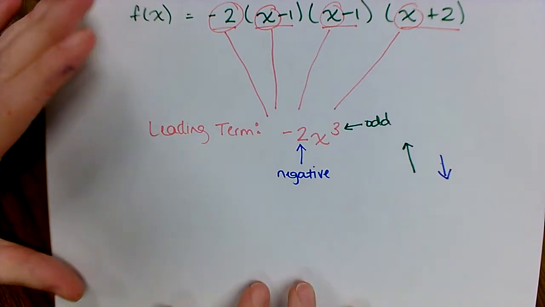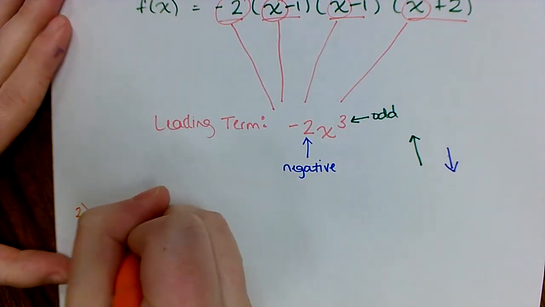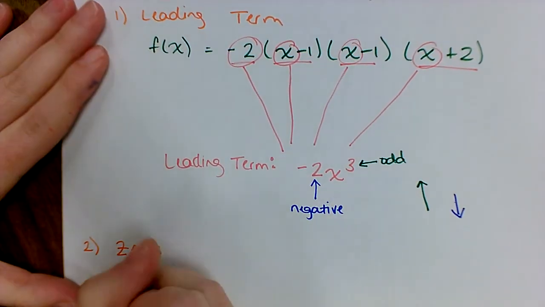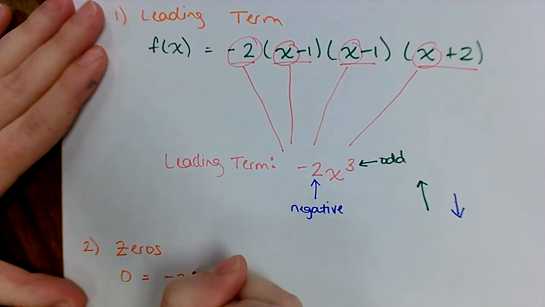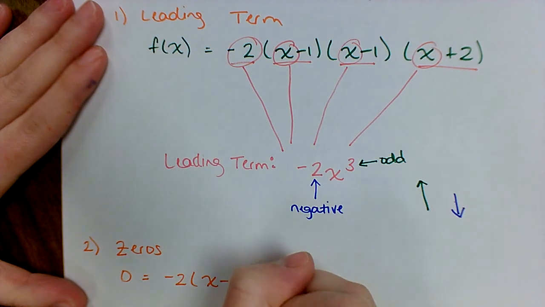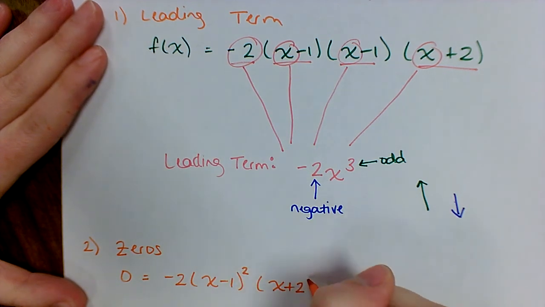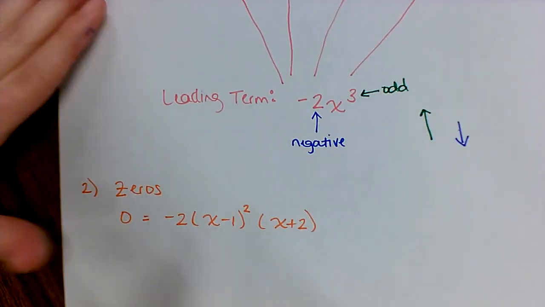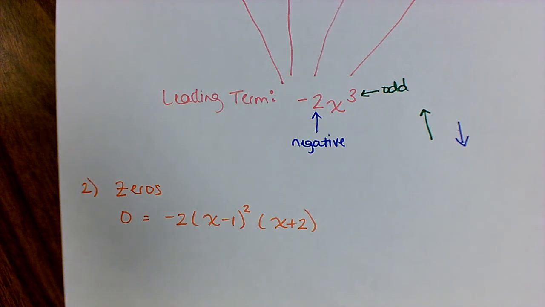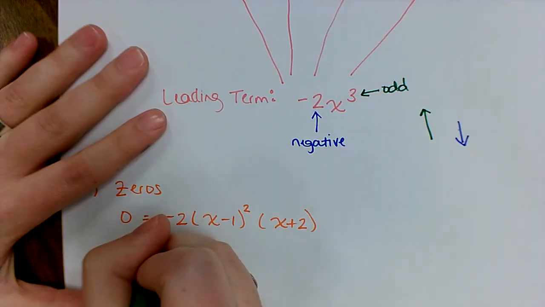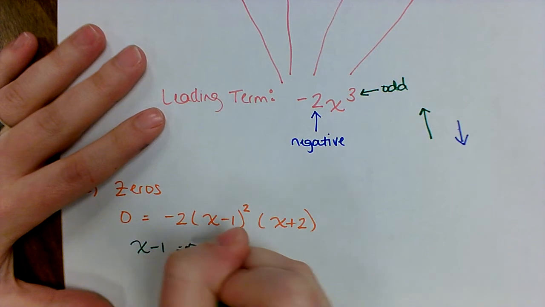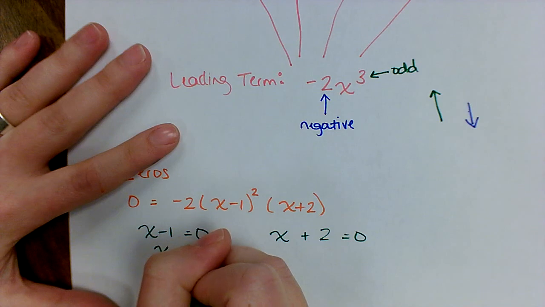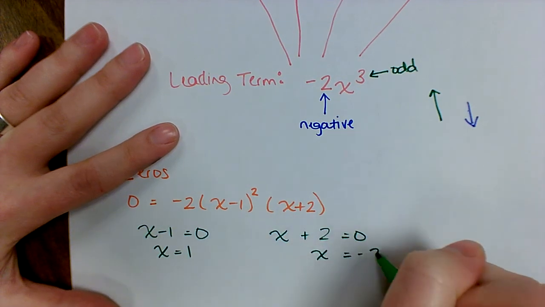Next, we find our zeros. You find your zeros by setting your function equal to 0. So I went back to the x minus 1 squared because it's a little bit quicker, because I set all of my factors with x's in them equal to 0. So that's x minus 1 equal to 0 and x plus 2 equal to 0. Solving these, x equals 1, x equals negative 2.